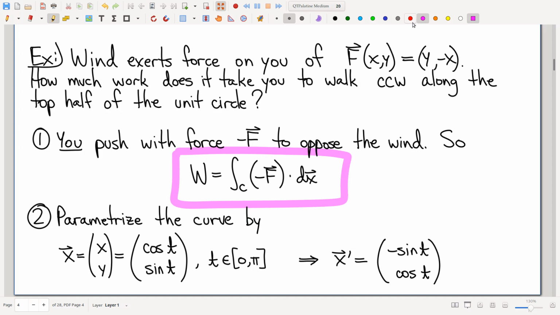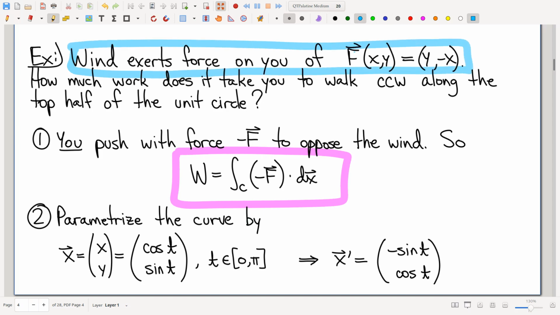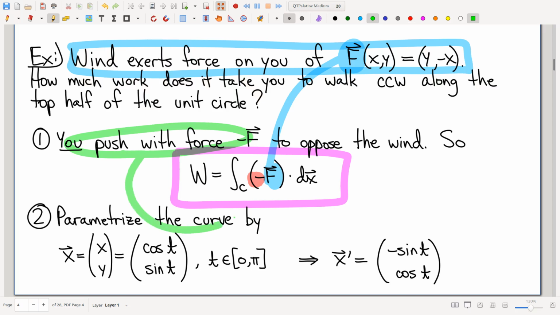Reminder, I was given that the wind is exerting this force on me. This thing called F is what the wind is doing. I have to exert an opposite force. So the force that I push with, relevant to computing the work I am performing, right, is minus F. Is that cool? Okay, so off we go.